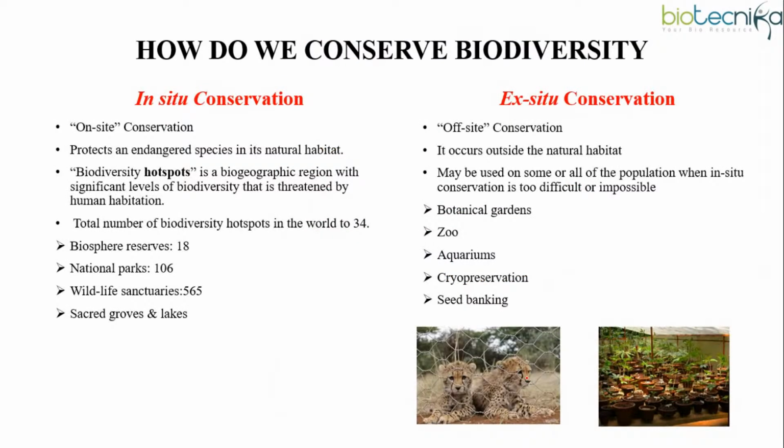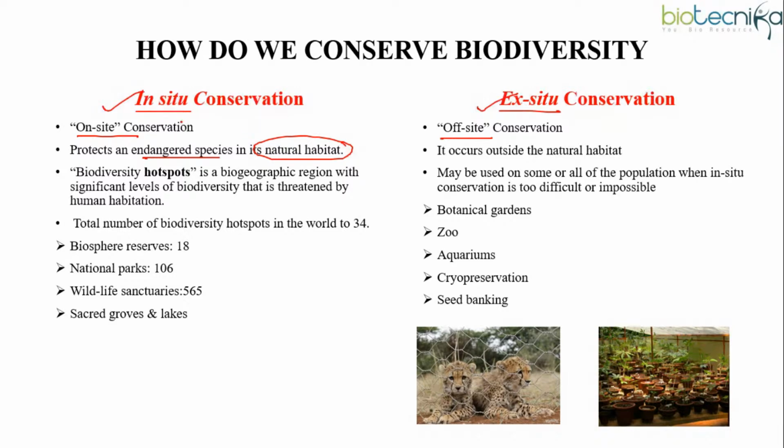And lastly, coming to how do we conserve biodiversity? So basically, there are two ways we can conserve biodiversity. First is in situ conservation and another is ex situ conservation. In situ is also called on-site conservation, and ex situ conservation is also called off-site conservation. When we talk about in situ, it means that you're protecting an endangered species in its natural habitat. Through the IUCN Red List and Red Data Book, we know which species are endangered, right?